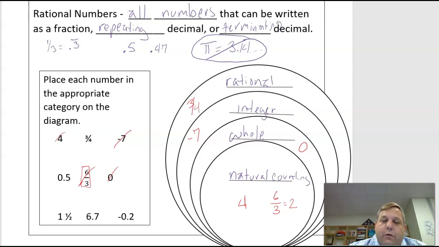So 3/4 would be rational, not counting. 0.5 is rational. 1.5 is rational. 6.7, rational. -0.2. So most of the numbers we use will fall in the rational category. But that is how we classify numbers.